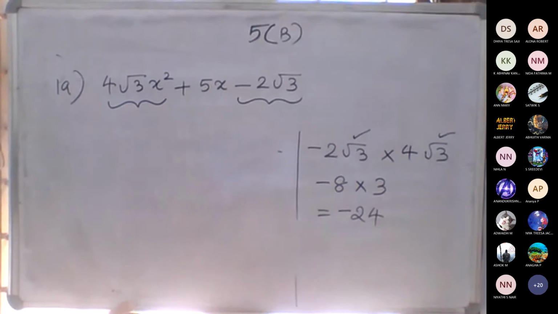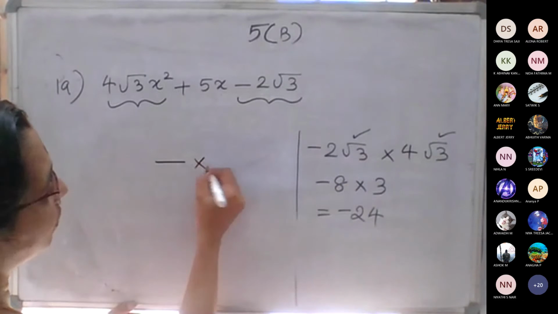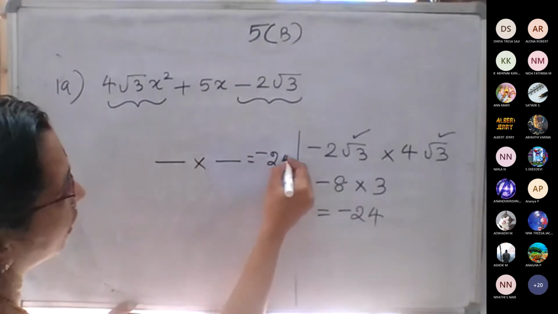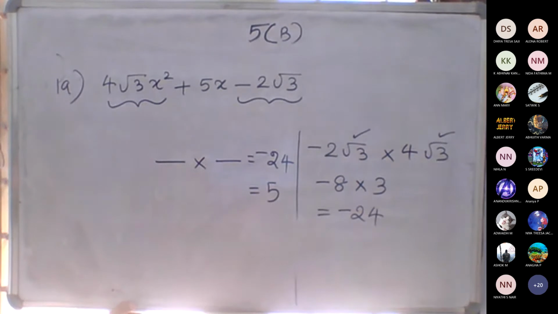Is it okay for you? Negative 24. Yes, ma'am. So dash into dash we want to get as negative 24, and if we add or subtract, we want to get positive 5. Is it clear up to this? Any doubt?